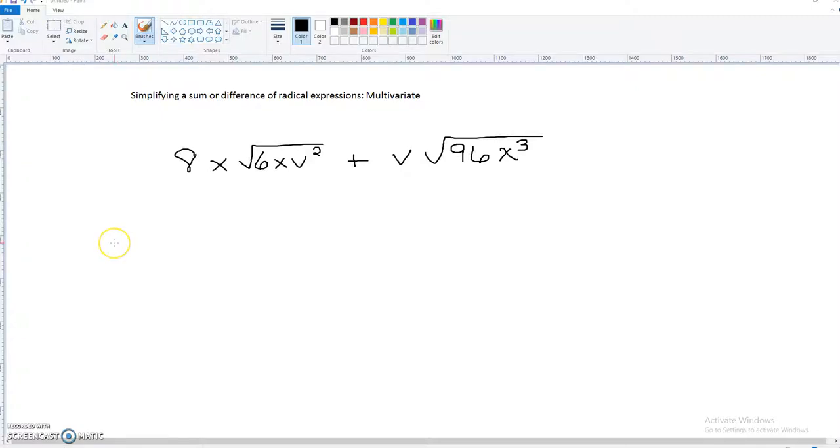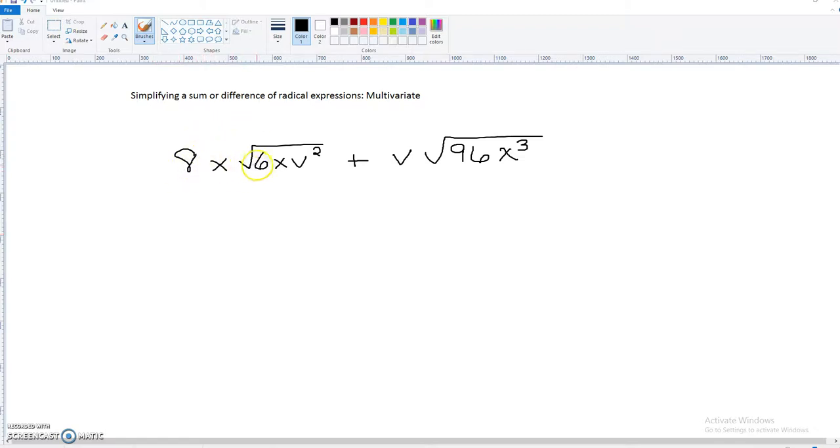Simplifying a sum or difference of radical expressions, multivariate. Remembering from our previous topics, where we're having to simplify what's underneath the radical, making sure that we can take anything that we possibly can out first is the first thing that we need to do in this process. Once we do that, and we have similar radicals, then we can go ahead and add the two together. But remember, they have to be similar, just like the denominators of a fraction, in order to do so.